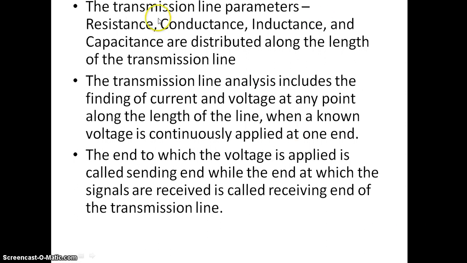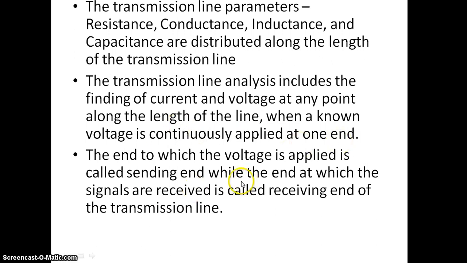The transmission line parameters are resistance, conductance, inductance and capacitance. These are called the primary constants, and they are distributed along the length of the transmission line. The transmission line analysis includes finding the current and voltage at any point along the length of the line when a known voltage is continuously applied at one end. This is called the transmission line analysis.